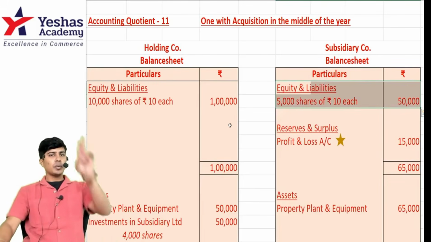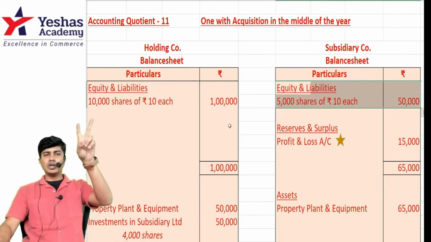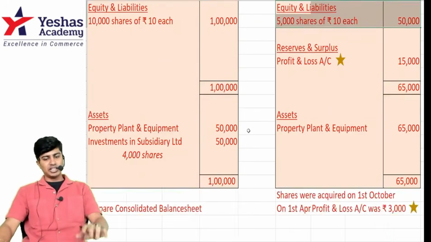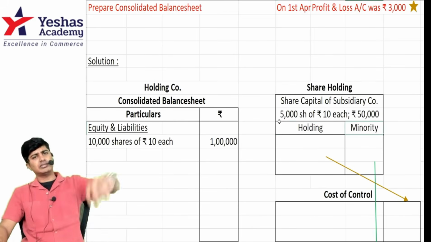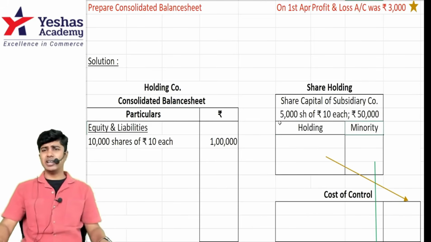What do I do? Split this into holding and minority. Shall I? 5,000 shares of rupees 10 each, holding minority. We will split it later. Right now, we'll just write the names.